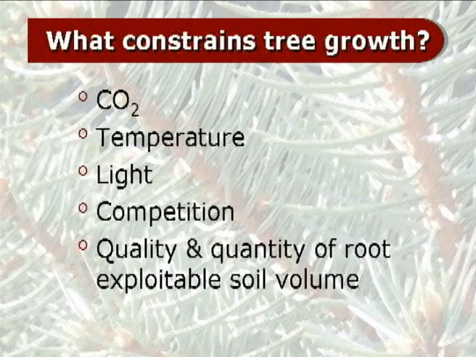Carbon dioxide, temperature, light, competition, quality and quantity of the root exploitable soil volume. These are the constraints on tree growth. Of these, the ones that can be managed are light, competition, and quality and quantity of the root exploitable soil volume. Light is managed during plantation layout by controlling spacing, and it's also partially managed in the early years by controlling competition. The quantity and quality of soil volume is dictated partially at the beginning of the process when you select the site. Here's where fertilization fits in.